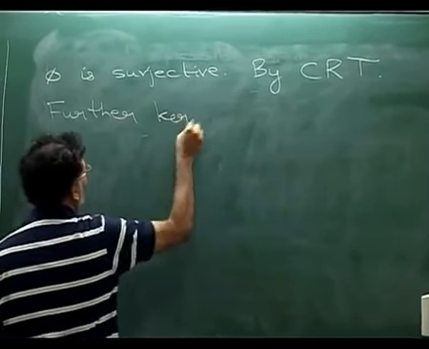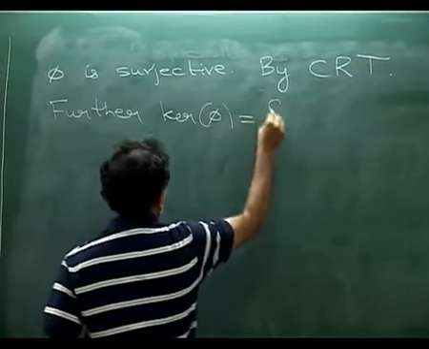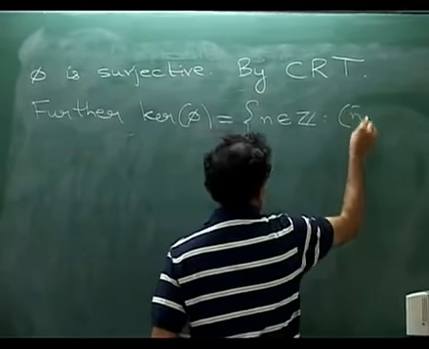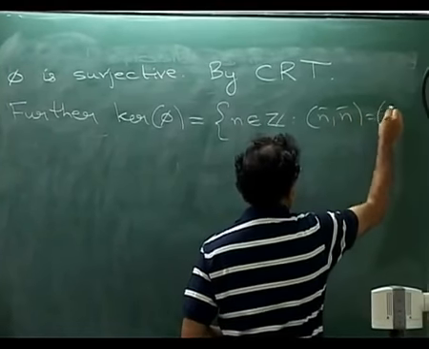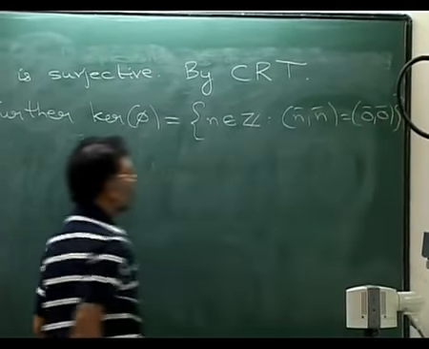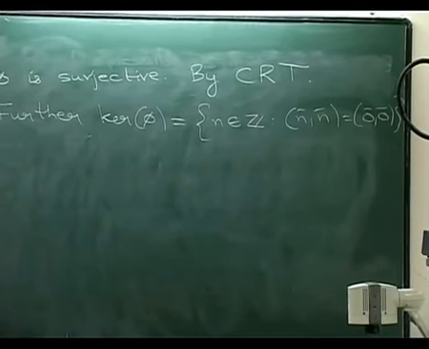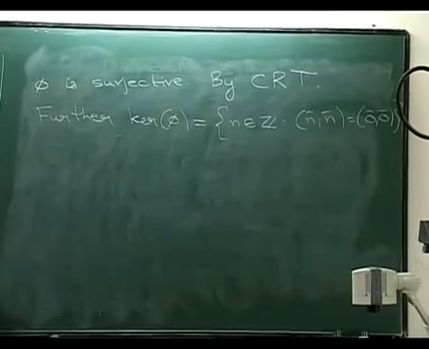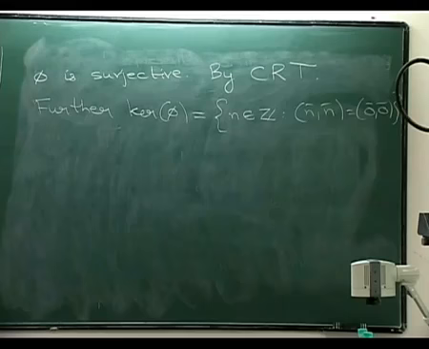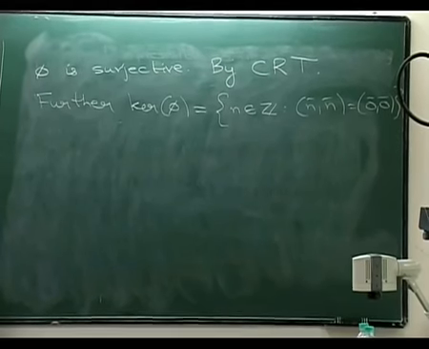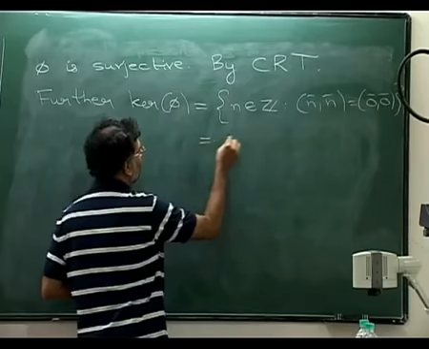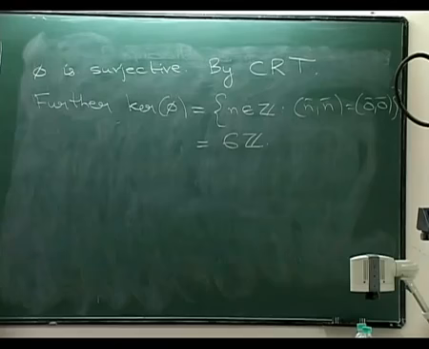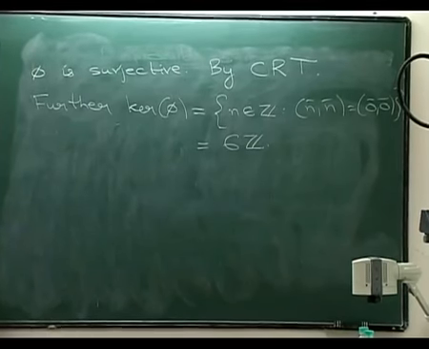Further, kernel of phi, what is kernel of phi? By definition it is all n in Z such that n bar equals 0 bar 0 bar. What does that mean? n bar is 0 bar in Z2 means n is divisible by 2. n bar is 0 bar in Z3 means n is divisible by 3. n is divisible by both 2 and 3. They are co-prime, so n is divisible by 6. Any multiple of 6 will go to 0 and only multiples of 6 will go to 0. So kernel is just 6Z.